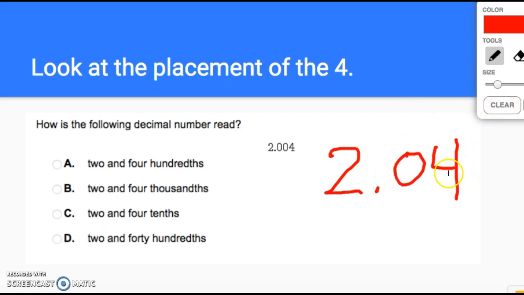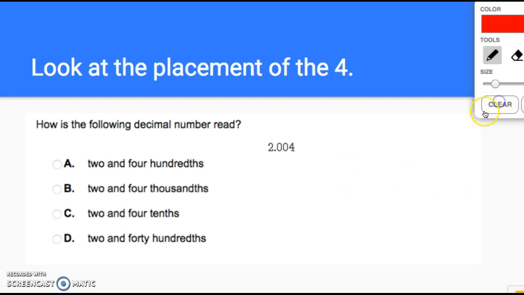2.04. That is your 2 and 4 hundredths, as in $2 and 4 pennies, because there are 100 pennies in a dollar, right? This right here, 2.4, is written as 2 and 4 tenths. It's right next to the decimal in that tenths place.